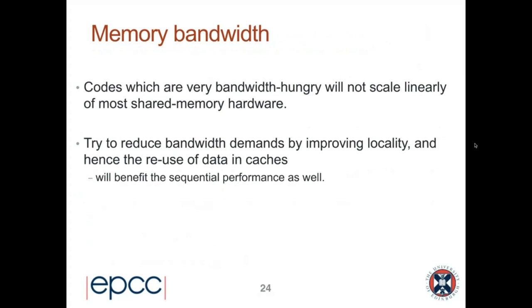So memory bandwidth is actually a very common problem. Codes which are very bandwidth hungry, and that includes quite a large proportion of typical scientific application codes, do tend to be very, very memory bandwidth hungry. So these will not scale linearly on most shared memory hardware.